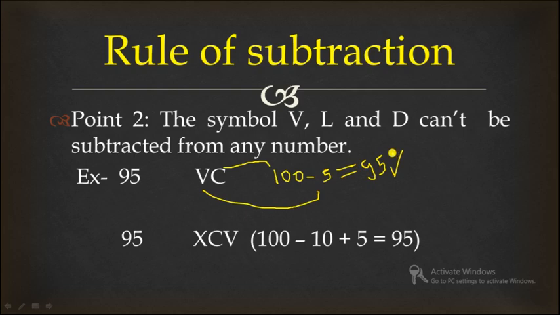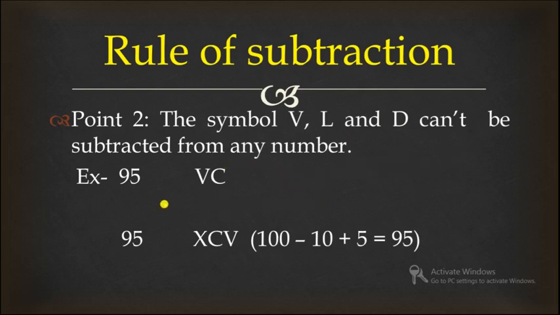When we subtract we will get 95. But this is wrong. Why is this wrong? Because we are subtracting the value of V from C, and according to point number 2, it is clearly written that the symbols V, L and D cannot be subtracted from any number. That's why this is wrong. Instead we can write 95 as XCV.